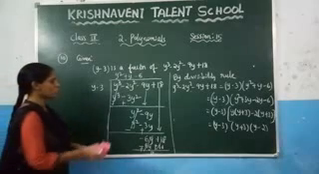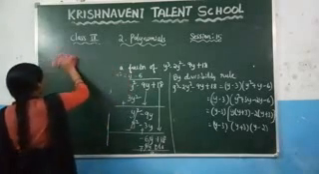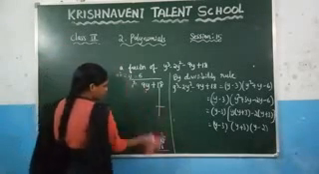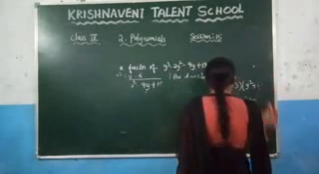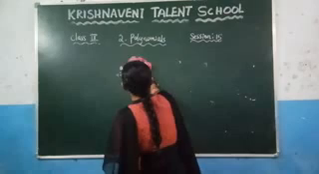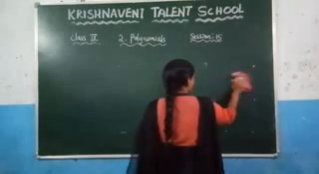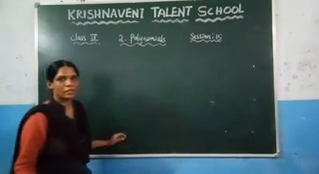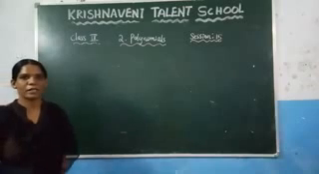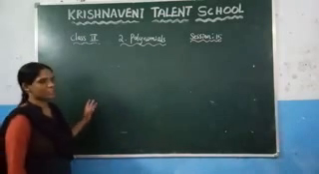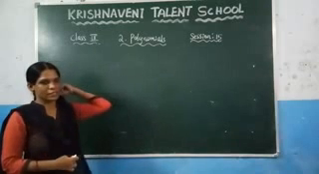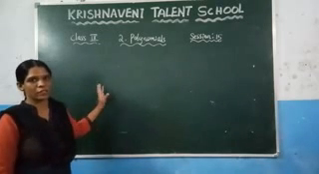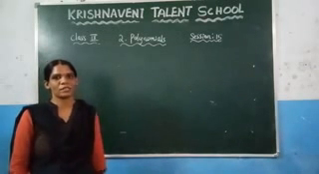Let us see the next one. Next we are going to see about the identities. So in the next session we are going to discuss the identities. There are 9 identities here. Based on the identities, we are going to solve the next exercise. This session is complete.